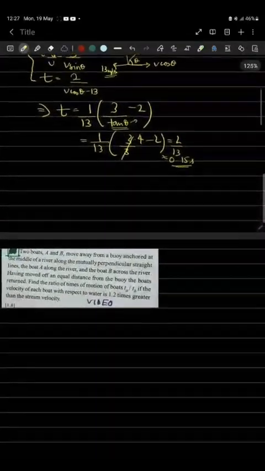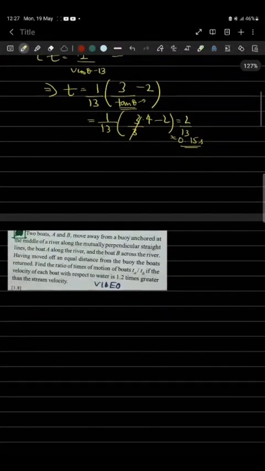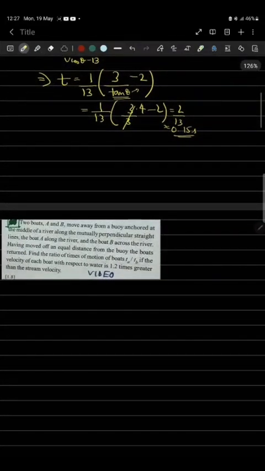Okay, now we have this question. I think the observant viewers can argue that this question is taken from Irodov. So let's solve this question. It is given that two boats, A and B, are moving away from a buoy anchored in the middle of the river along mutually perpendicular straight lines. This line is very important. Boat A goes along the river and boat B goes across the river.